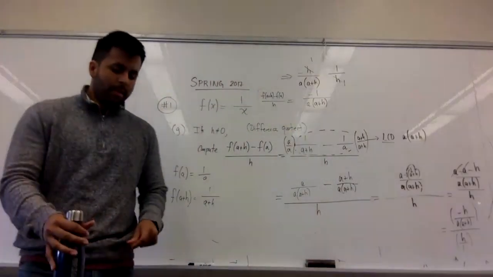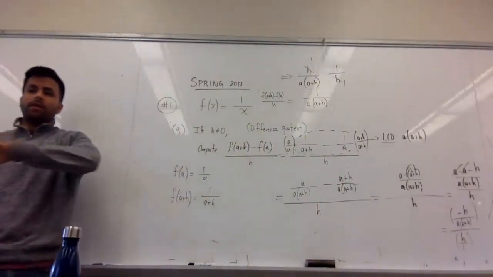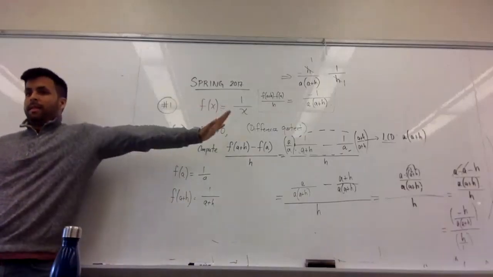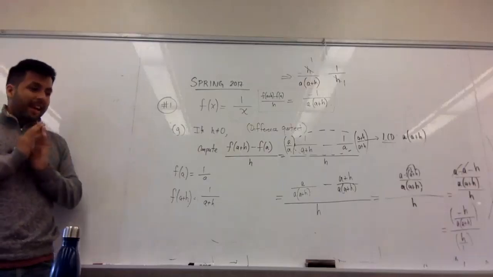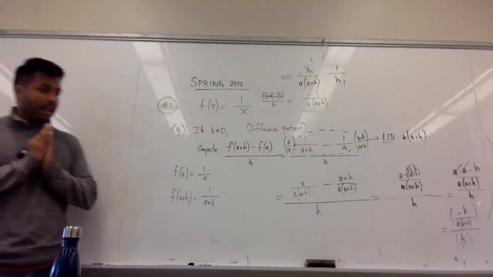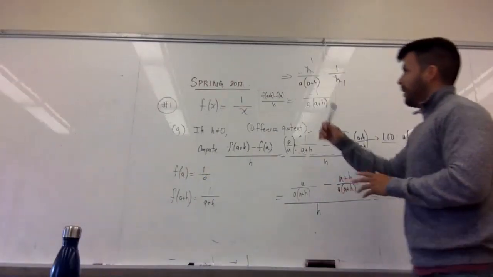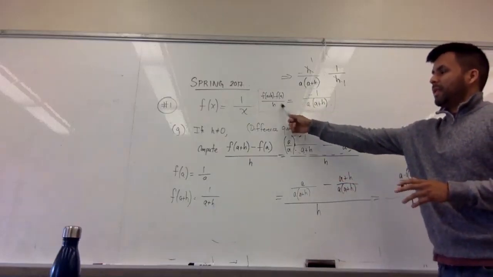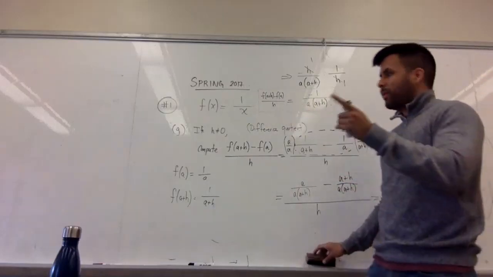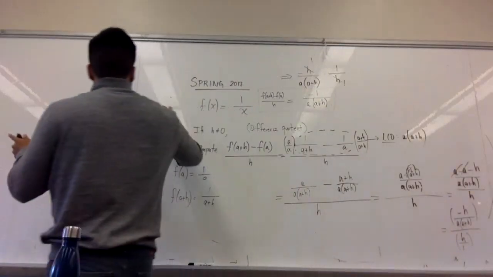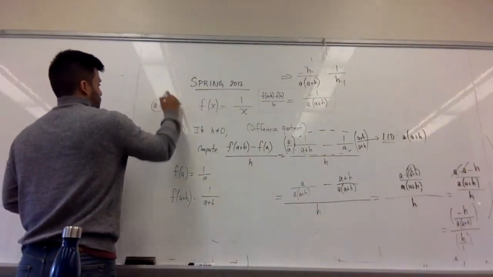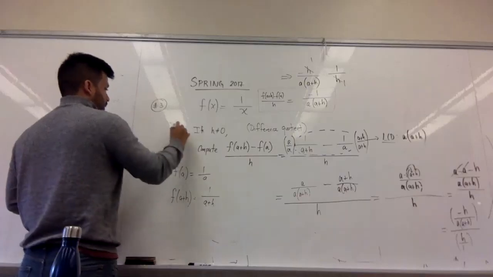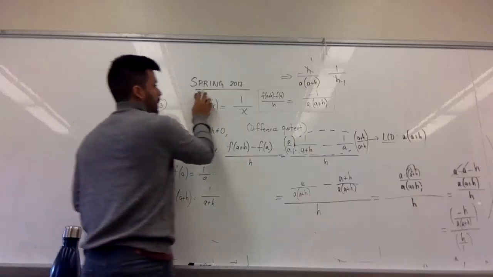Okay, B number 3. Before we go there, are there any questions about this? Because this will be on it. I have a high confidence that this f of a plus h minus f of a over h difference quotient will be on it. So which one is it? 3B, number 3, part B. And what's the question?